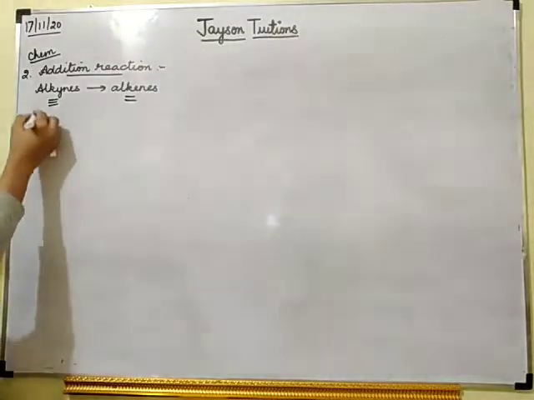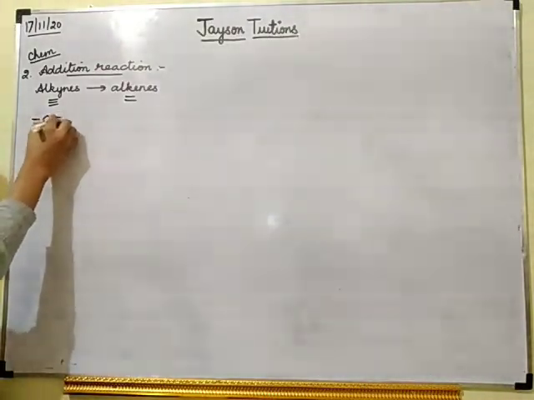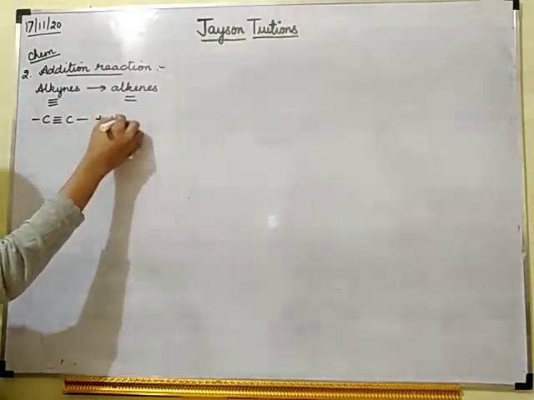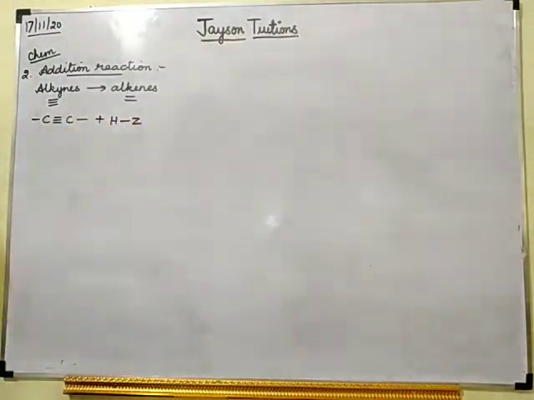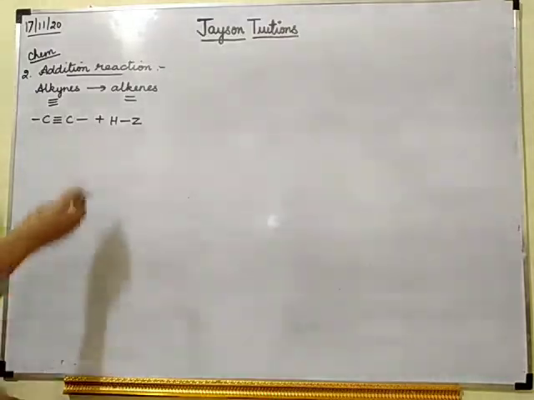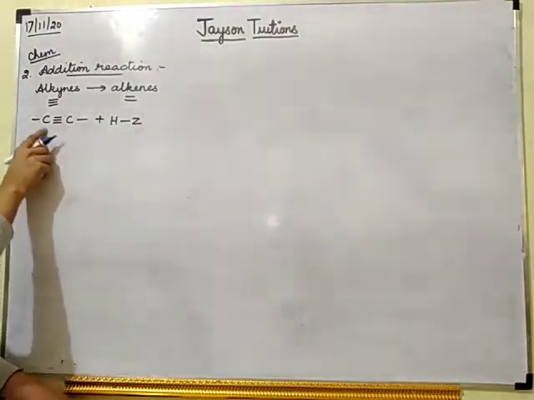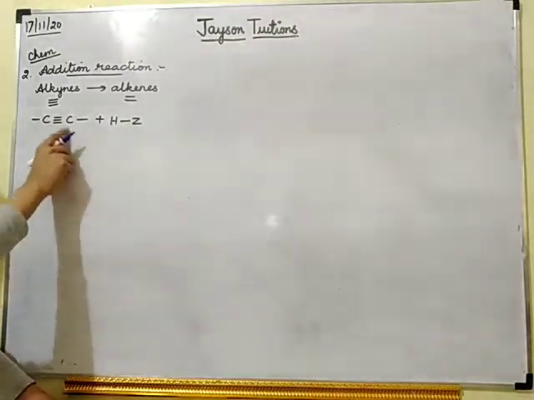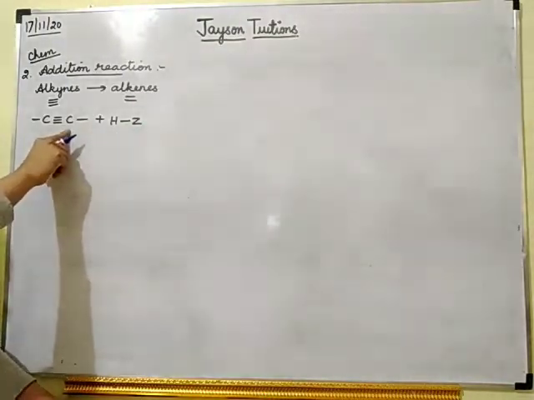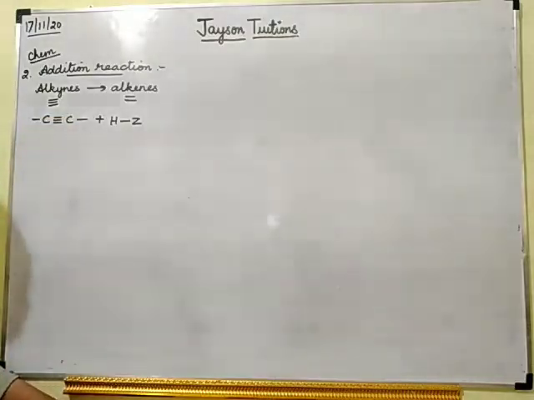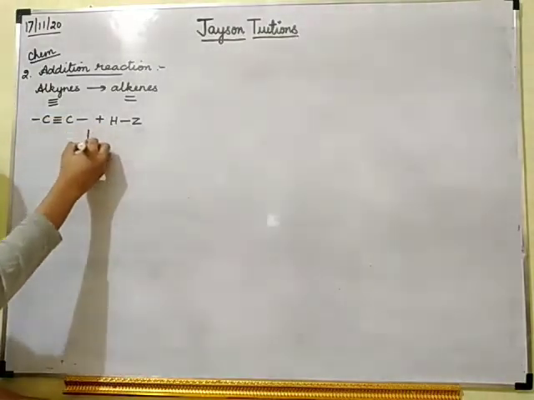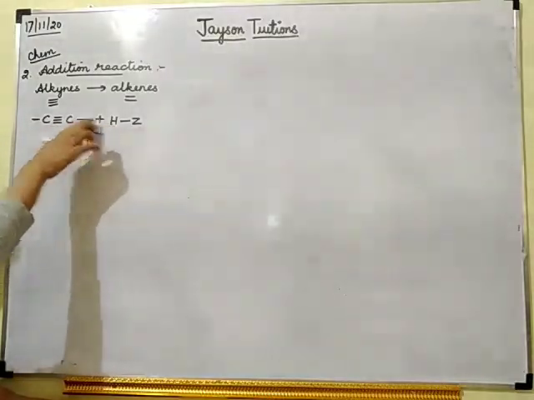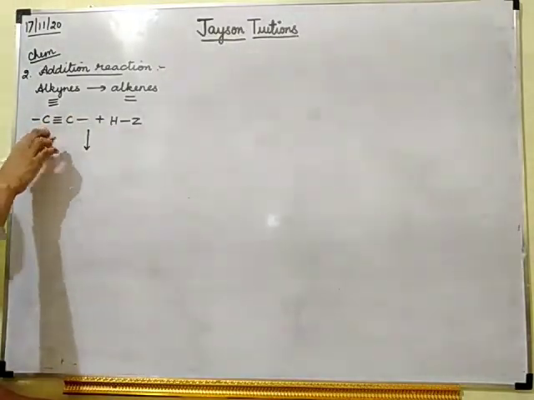For example, suppose if you take an alkyne with a triple bond, if you add any compound HZ, okay, so what will happen? Hydrogen will be added to one carbon and this Z will be added to another carbon and the triple bond will change into double bond. So this will not take place all of a sudden, it will take place stepwise.